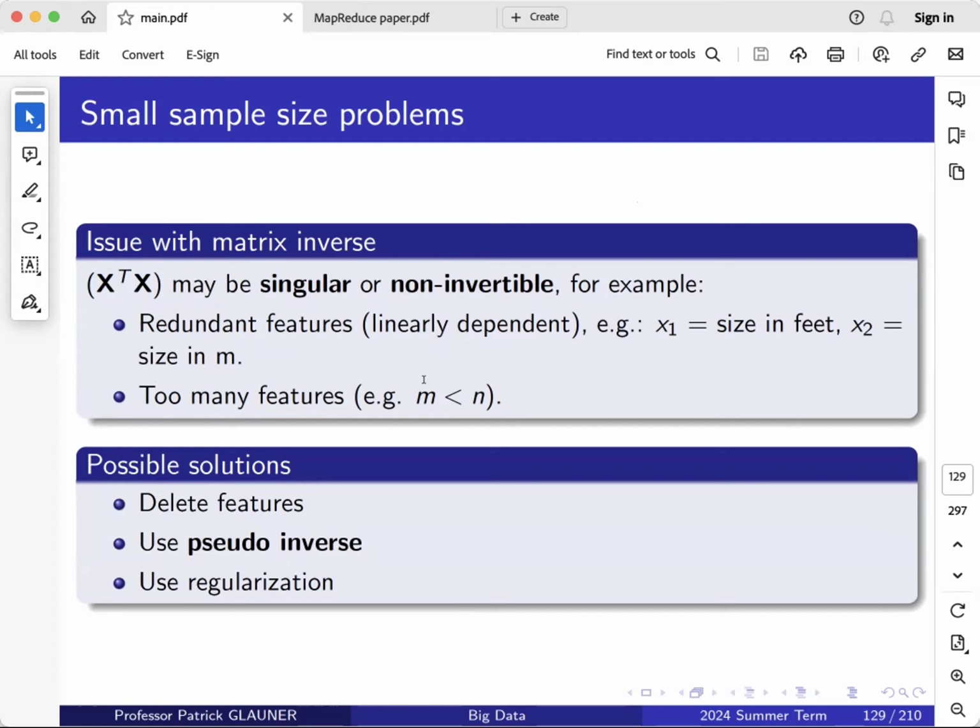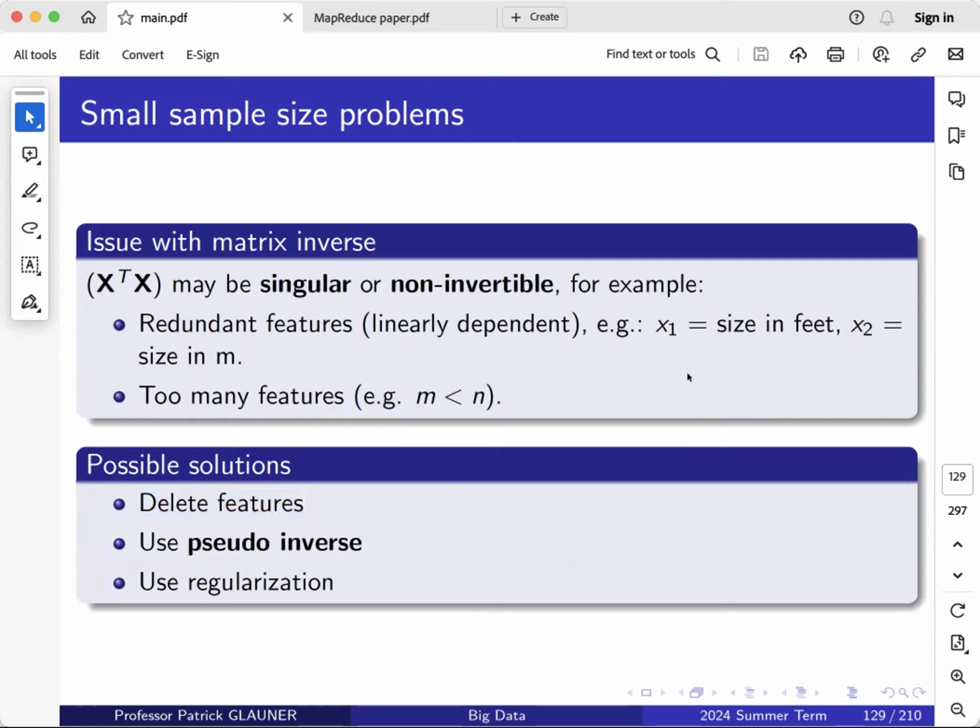If we have too many features or linearly dependent features, we could just delete features and try to make this non-singular. One way how we can address this. But maybe I just have too many features and I don't know which ones to delete, and it's a real small sample size problem, so I maybe just don't know how to continue from here. Could be one issue.